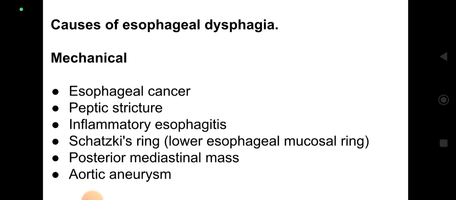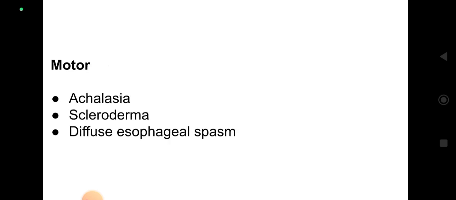Causes of esophageal dysphagia also may be mechanical or motor. In mechanical causes, we have esophageal cancer, peptic stricture, inflammatory esophagitis, Schatzki's ring, posterior mediastinal mass, aortic aneurysms. And in motor causes, we have atresia, scleroderma, diffuse esophageal spasm.